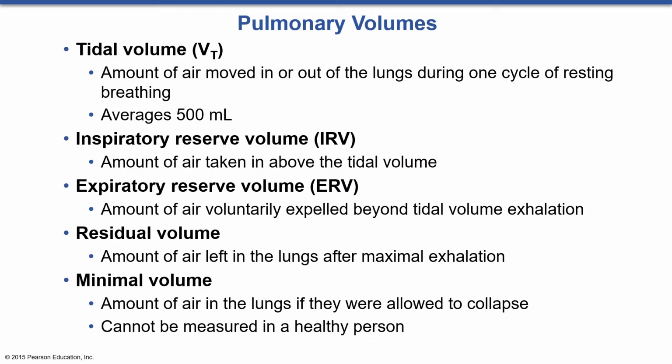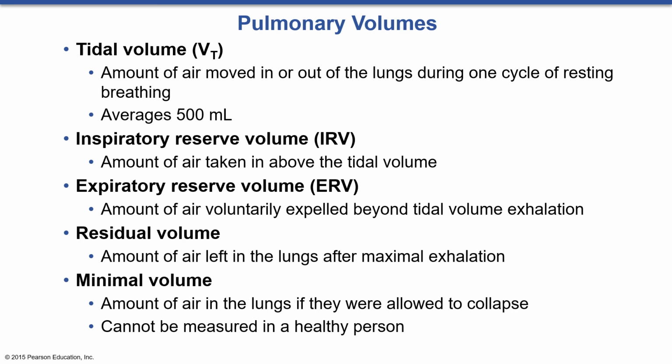First, looking at some basic pulmonary volumes, we have the tidal volume. This is the smallest volume that we saw. It averages about 500 milliliters for a 70 kilogram or 155 pound male. This is the amount of air moved in or out of the lungs during one cycle of resting breathing.